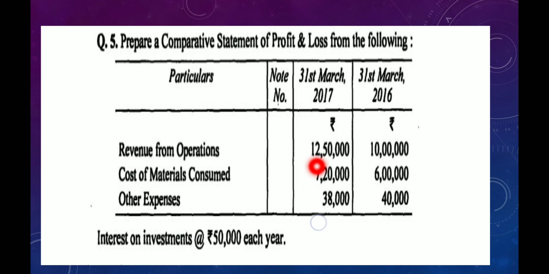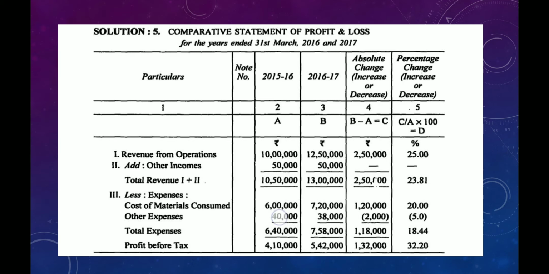Revenue from operations, for the current year and the previous year. Cost of material consumed and other expenses. Here interest on investment is given. So it is not a financial company because that is not mentioned in the question. So interest on investment is other income. So here is the solution.